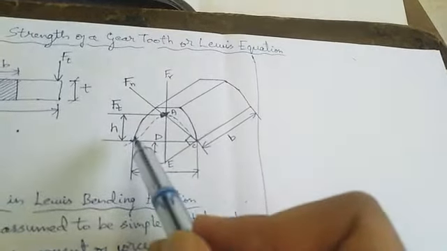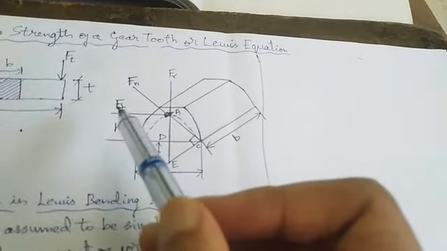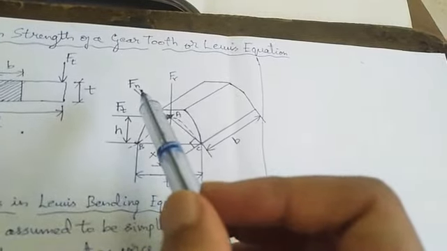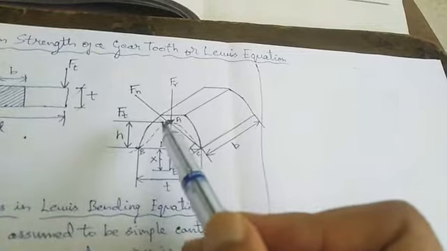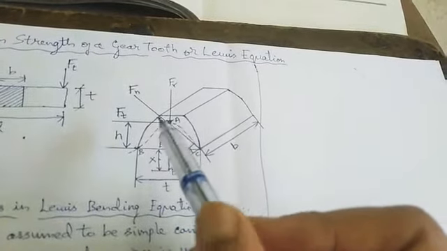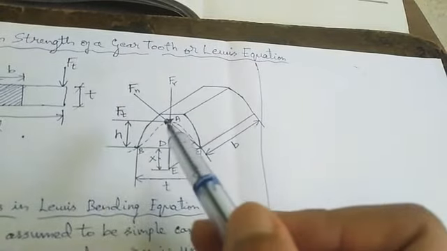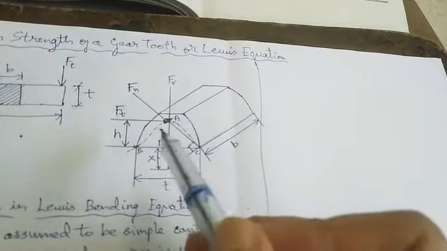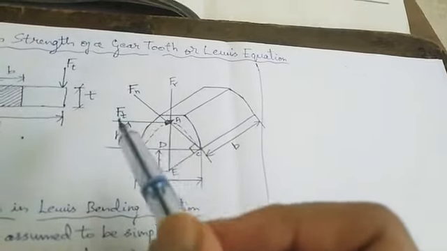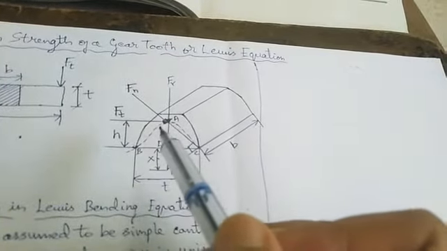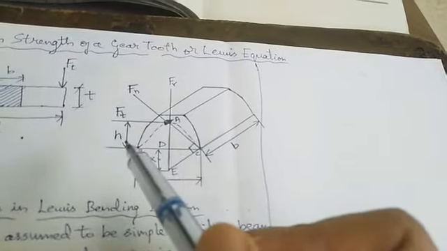So here you can see that there are three forces, Ft, Fn and Fr. This is the tangential force, this is the normal force and this is the radial force. These are the different types of forces acting on a gear tooth when it is under operation. Here we have drawn one dotted line, and this is a parabola, and we have drawn all the forces, and the point from the fixed end is called H.